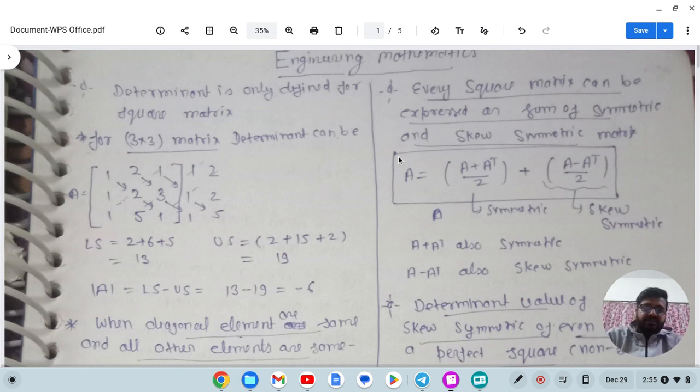Engineering mathematics has a very good weightage in your GATE examination. It has 14 to 15 marks weightage in all the branches like mechanical, civil, CS, electrical. So this is a subject that has very good weightage in your GATE examination, and today we are going to discuss the short notes.